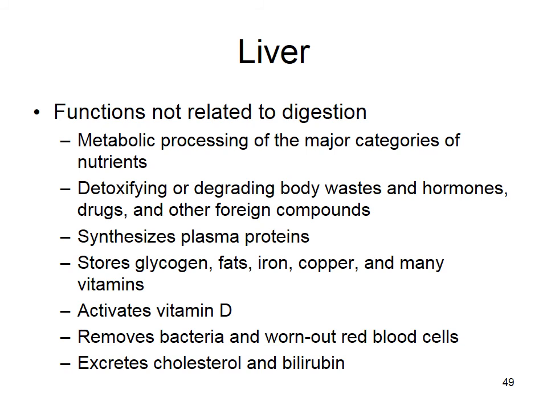Your liver plays a role in activating vitamin D. And what does vitamin D do? The activated form of vitamin D plays a role in calcium balance. It increases absorption of calcium from the GI tract, as well as reabsorption of calcium from the kidneys. Your liver will remove bacteria and worn out red blood cells, especially if your spleen is damaged. You think of your liver as a big filter organ. It also excretes excess cholesterol, and it excretes bilirubin. And what's bilirubin a waste product from? Erythrocytes, so red blood cell breakdown, and it's what gives bile its brown color.